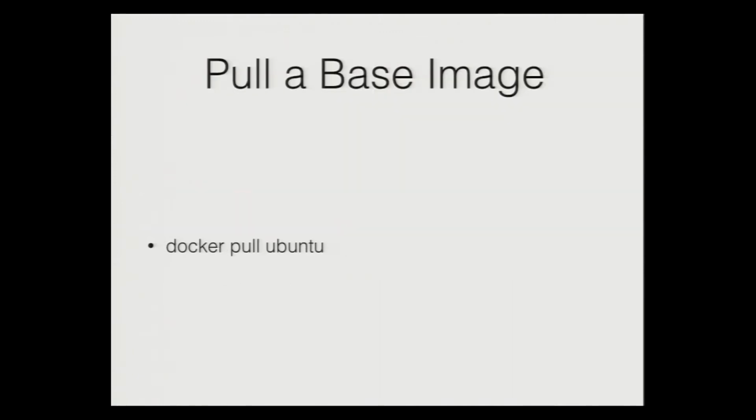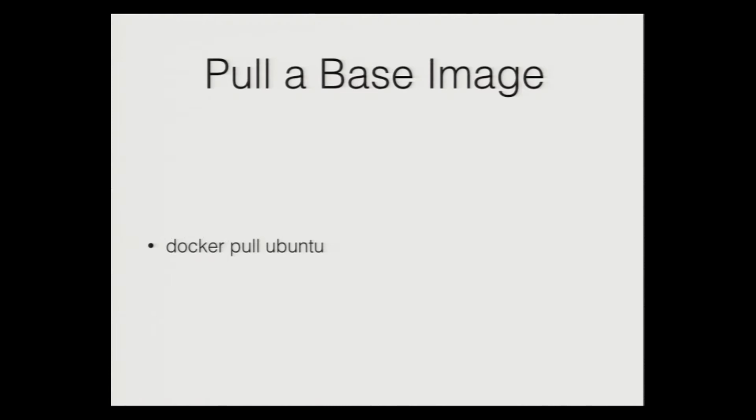And the first thing we need to do is to pull the base image. Think about if you are using a virtual machine. The first thing you need to do is to download the virtual machine image from a website, so that you can do other things. You can use VirtualBox or VMware to open this image and then do the things you want to do.